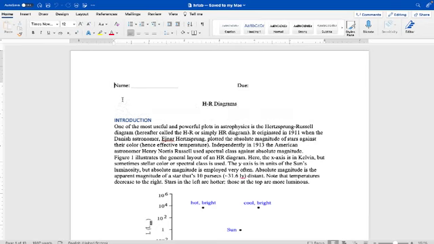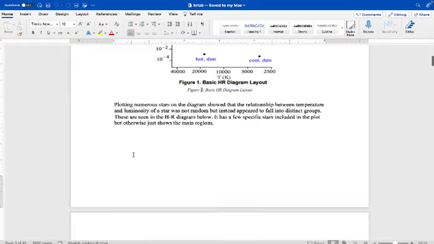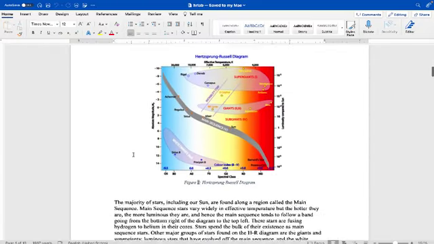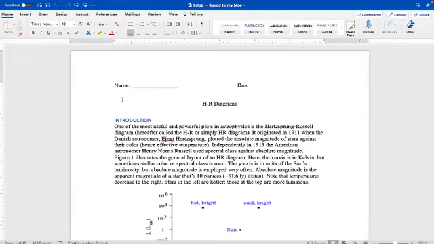This video will walk you through how to solve the problems in the HR diagram lab. First, I strongly recommend that you read through the introduction section. It contains a lot of useful information that will help you to answer many of the questions, as well as just giving you general information on what the HR diagram is and what it shows.